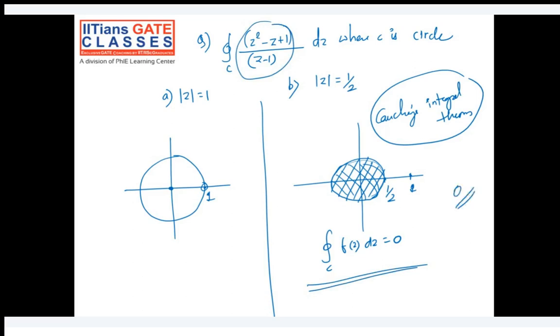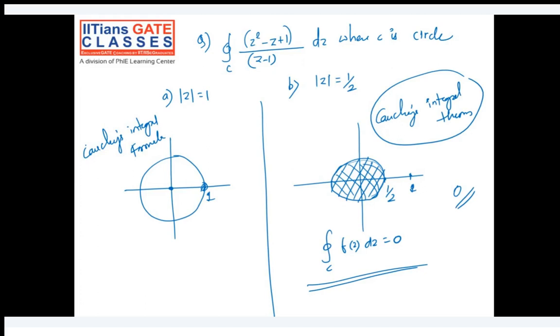What about the first question? You cannot apply Cauchy's integral theorem because on the curve we have a singular point, z equal to 1 is the singularity, right? So this function is not analytic everywhere. But can you use Cauchy's integral formula here? And what is Cauchy's integral formula?